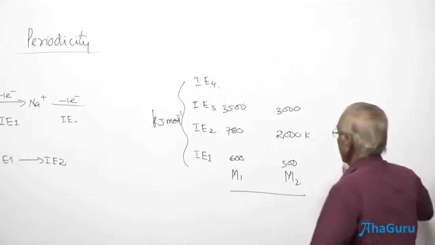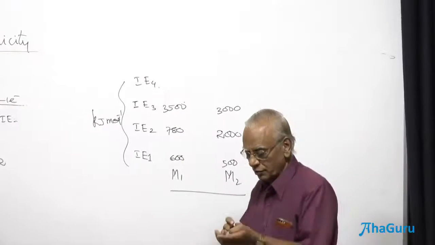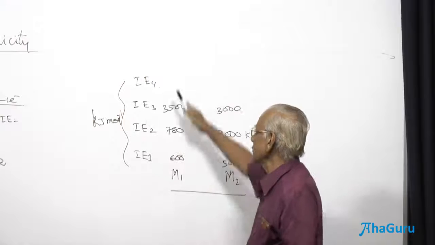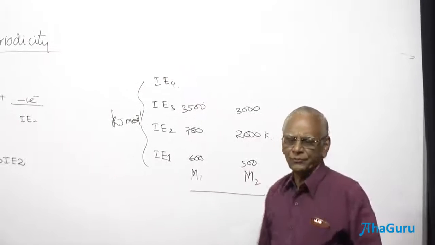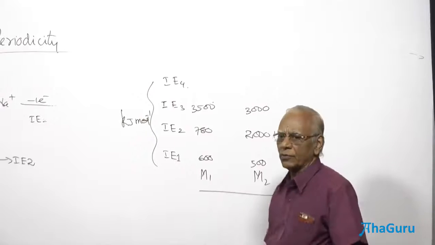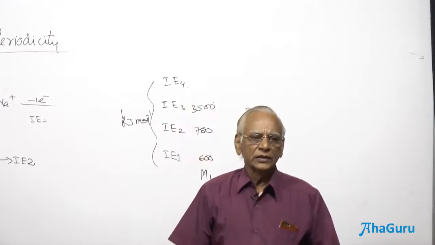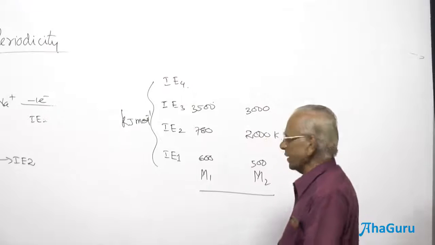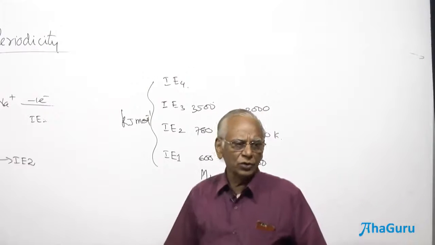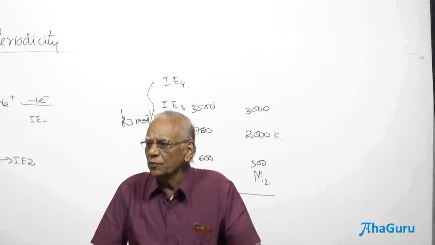Now, let me take this. I will straight away give you, based on the data given here, don't bother, I have not written the IE4 data on this. M1 and M2. M1 is an alkali metal. M2 is an alkaline earth metal. M2 is an alkali metal, M1 is an alkaline earth metal. Both M1 and M2 belong to group 18 elements.